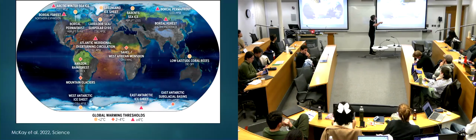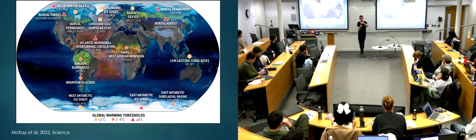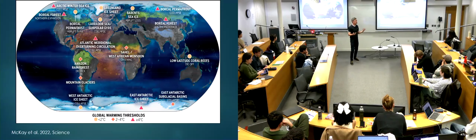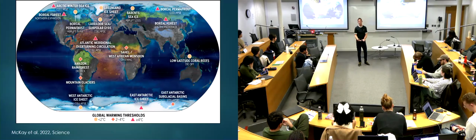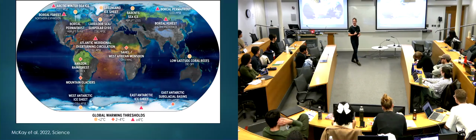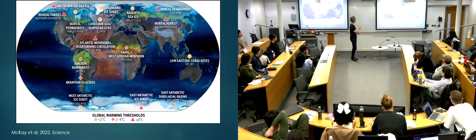Permafrost is a big one. Permafrost is soil that is permanently frozen. As we warm the earth, this thaws, and the methane that is in these soils comes out. Methane is a very potent greenhouse gas, and so you get extra warming.